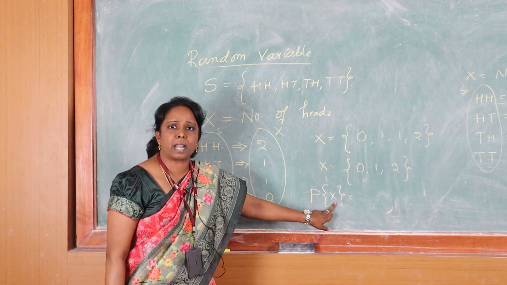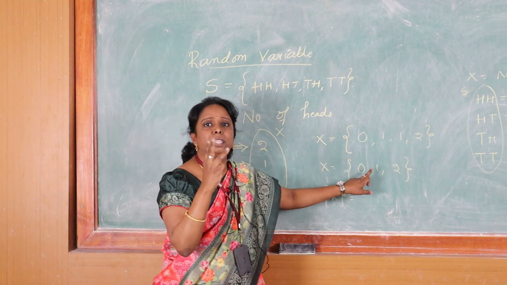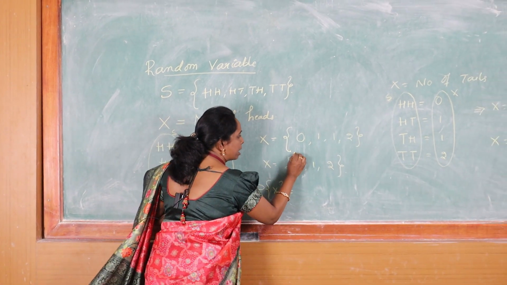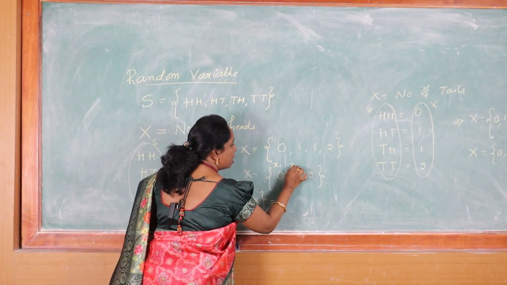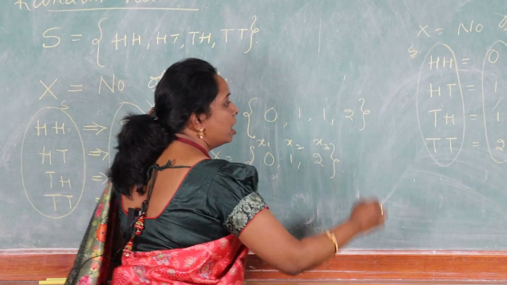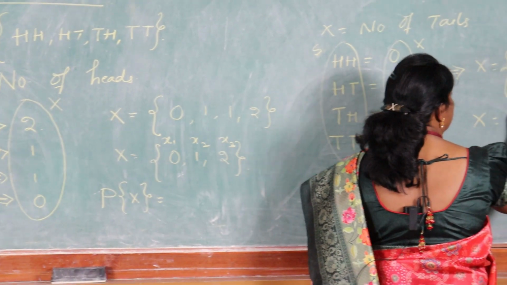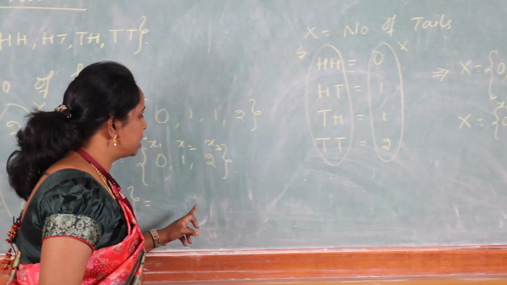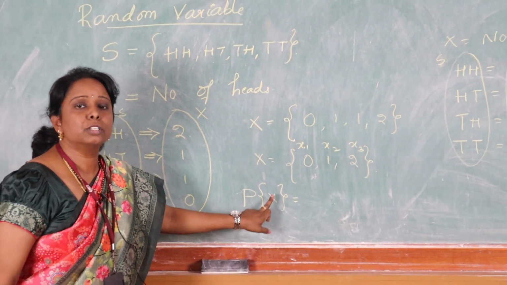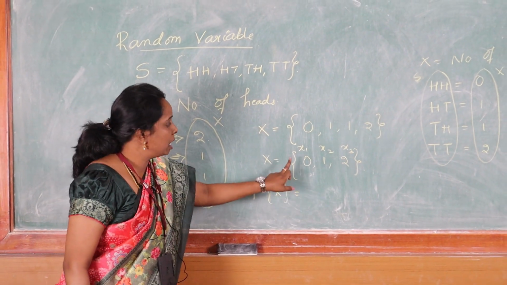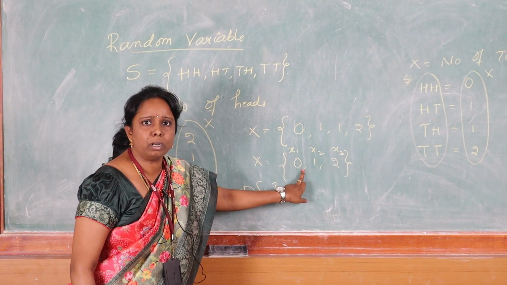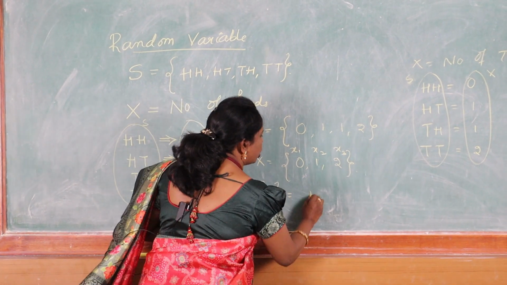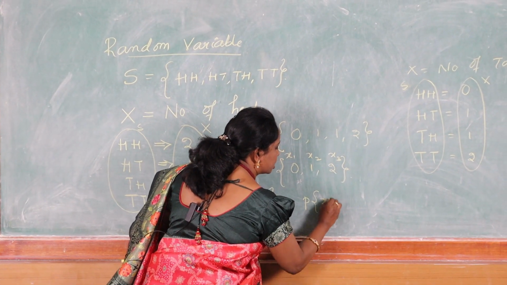How many elements does the random variable in our example contain? Three elements: 0, 1, 2. These will be labeled as small x1, x2, x3. Now, what is the probability of X? In order to find it, let me find the probability of x1, x2, and x3. So, what is the probability of x1?